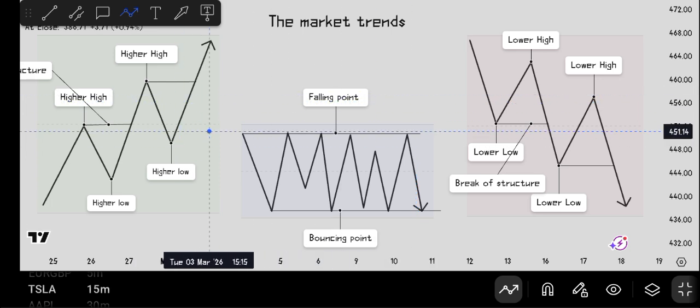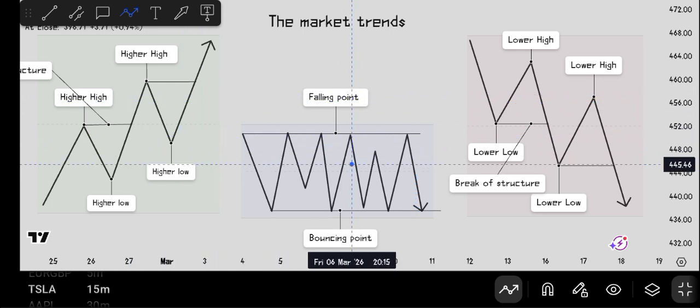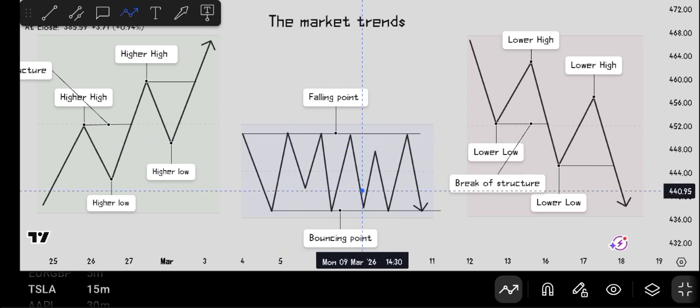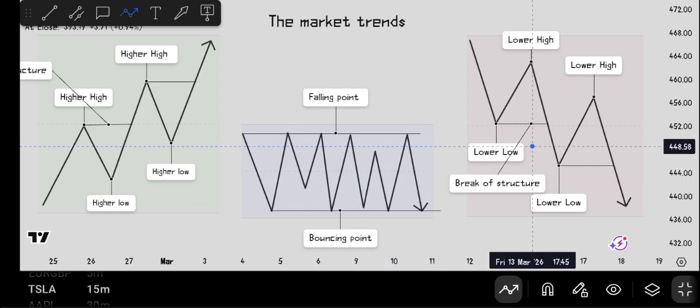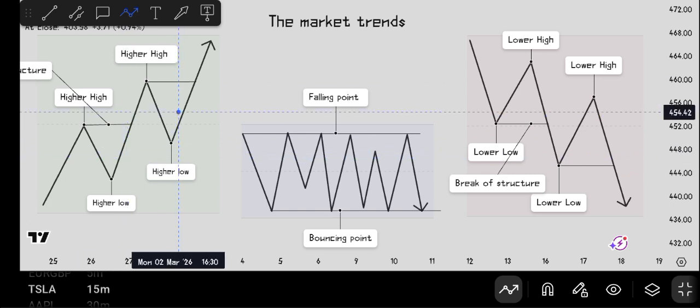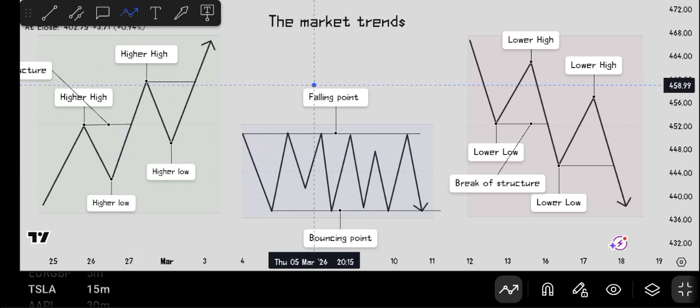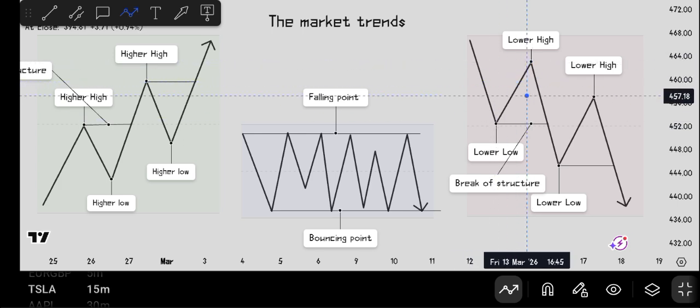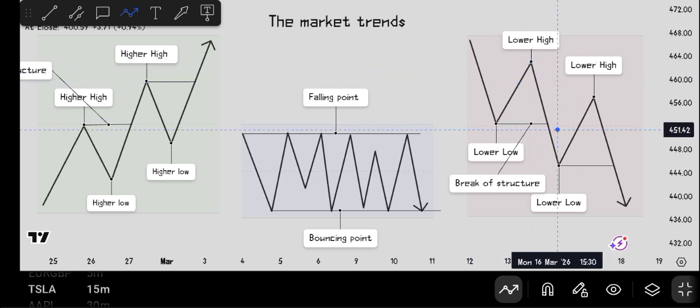We have the uptrend right here. We have the ranging market, which is not actually guaranteed for a beginner trader to trade. And we have the downtrend. In an uptrend, price will keep on creating higher highs and higher lows. In a downtrend, price will keep on creating lower highs and lower lows.